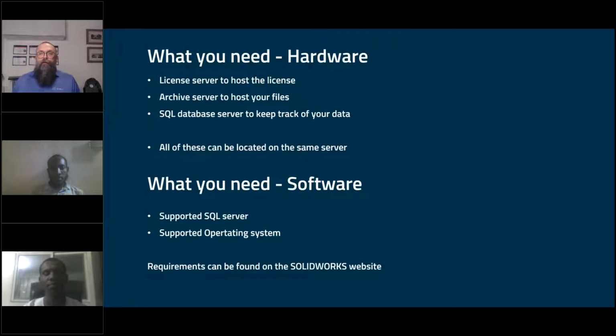So what do we need to install PDM? We need a license server to host a license, of course, and we need an archive server. We need an SQL database to keep track of all of your data. All of these can be located on the same server. I have one here in my own office, but you can also say, okay, I can only use this server for SQL, and I only want to use this server for my archive files. That is up to you.